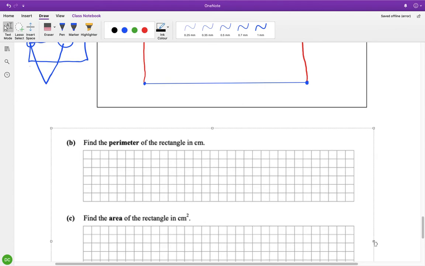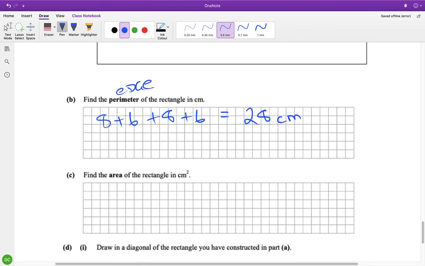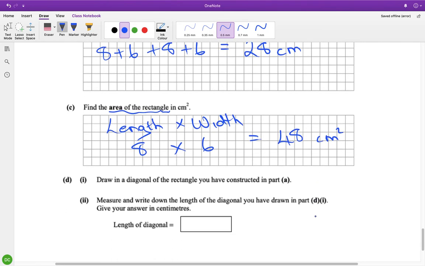Okay, so find the perimeter. So the perimeter is the edge. So the edge is going to be 8 plus 6 plus 8 plus 6, which is 28 centimeters. The area, so the area of a rectangle, you do length multiplied by width. So the length is 8 multiplied by the width is 6. 6 eights are 48. That's for the area.